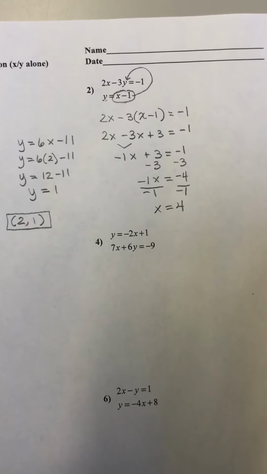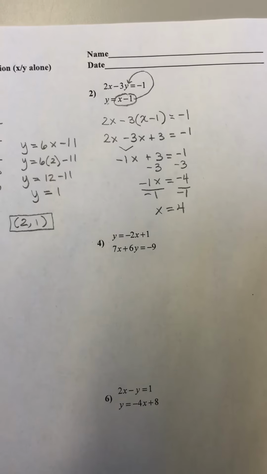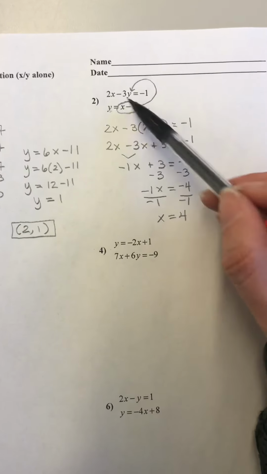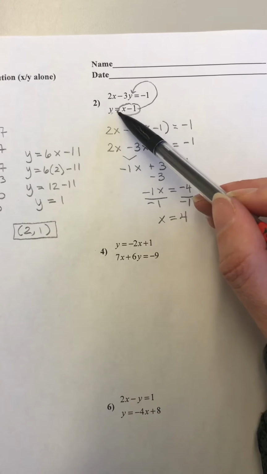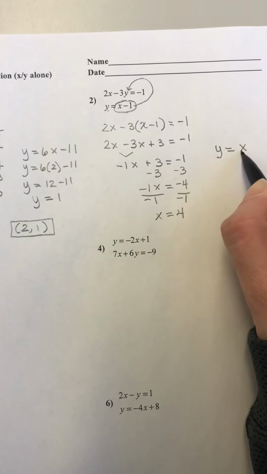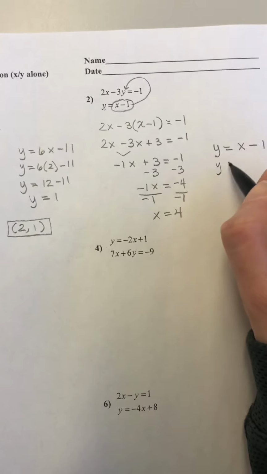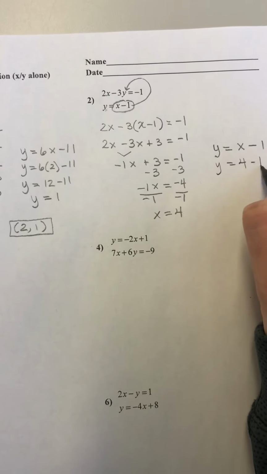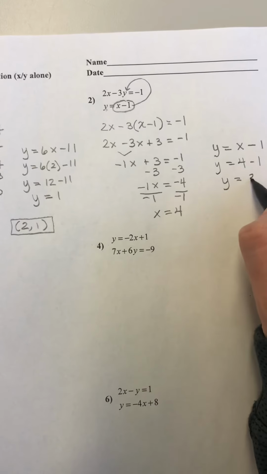But remember, you're not finished. You need to know what the y coordinate is. So go back to what you circled. It says right here the y coordinate is the x coordinate minus 1. But I know the x coordinate is 4. So I'm going to plug that in, and I get that that y coordinate is 3.